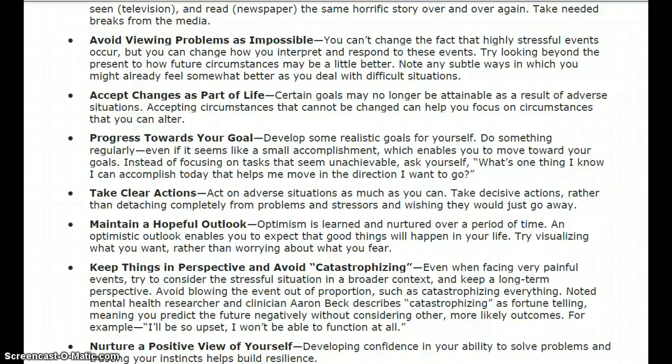What's another strategy that I think I do okay with right now? This one, keep things in perspective and avoid catastrophizing. So with this point, I would say, yes, I think I do okay on that. That is a good strategy for building resiliency for me. As things come up, I do tend to keep them in perspective.